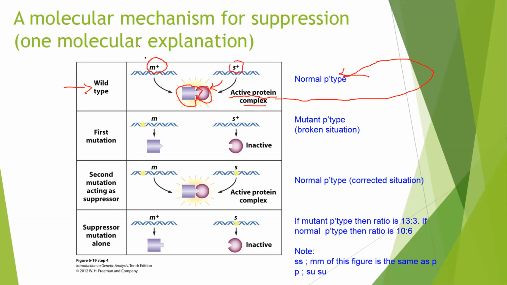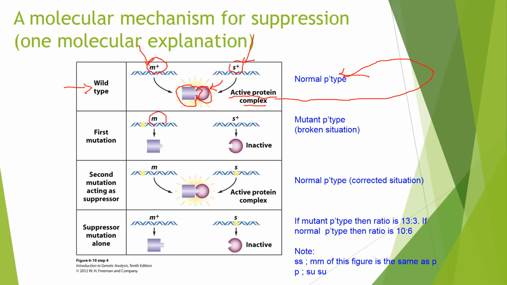We have the M gene, wild type, and the suppressor gene, wild type. If both are wild type, then they will produce an active protein complex, which will yield the normal phenotype. Now let's look at the first situation.